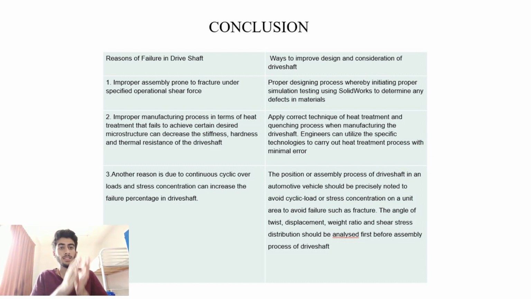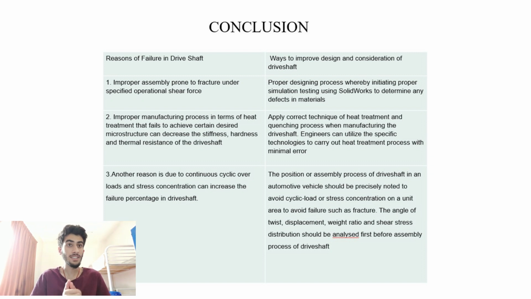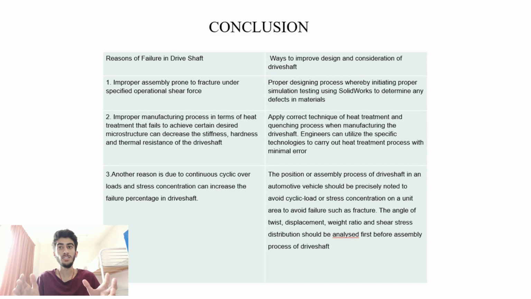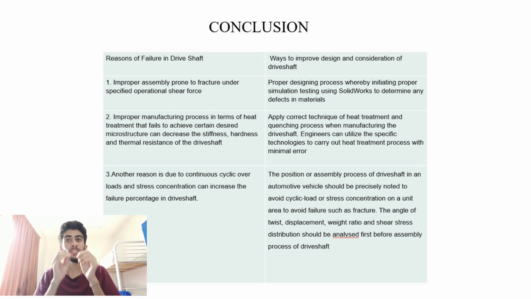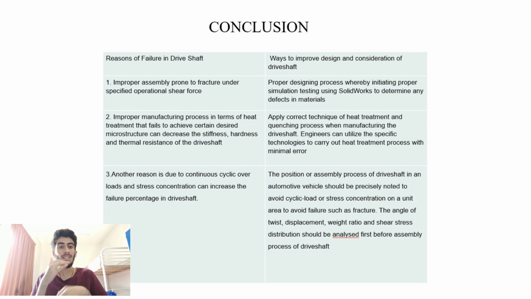The third and final failure in drive shafts is due to continuous cyclic overloads and stress concentration, which can increase the failure percentage in the drive shaft. So why is this? It is probably due to the position or the assembly process of the drive shaft. The drive shaft is not placed at the correct angle, which can result in maximum cyclic stress during the rotation process of the drive shaft.